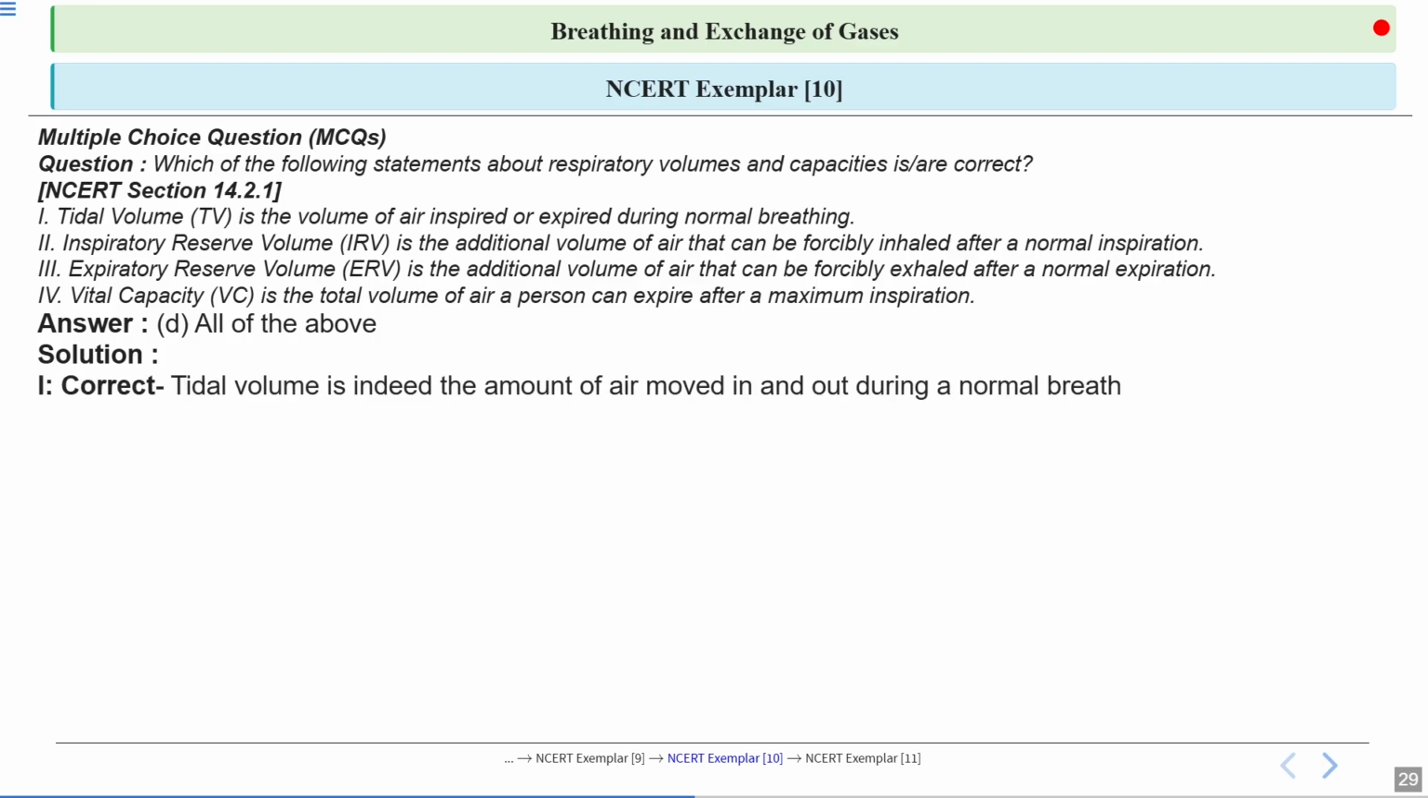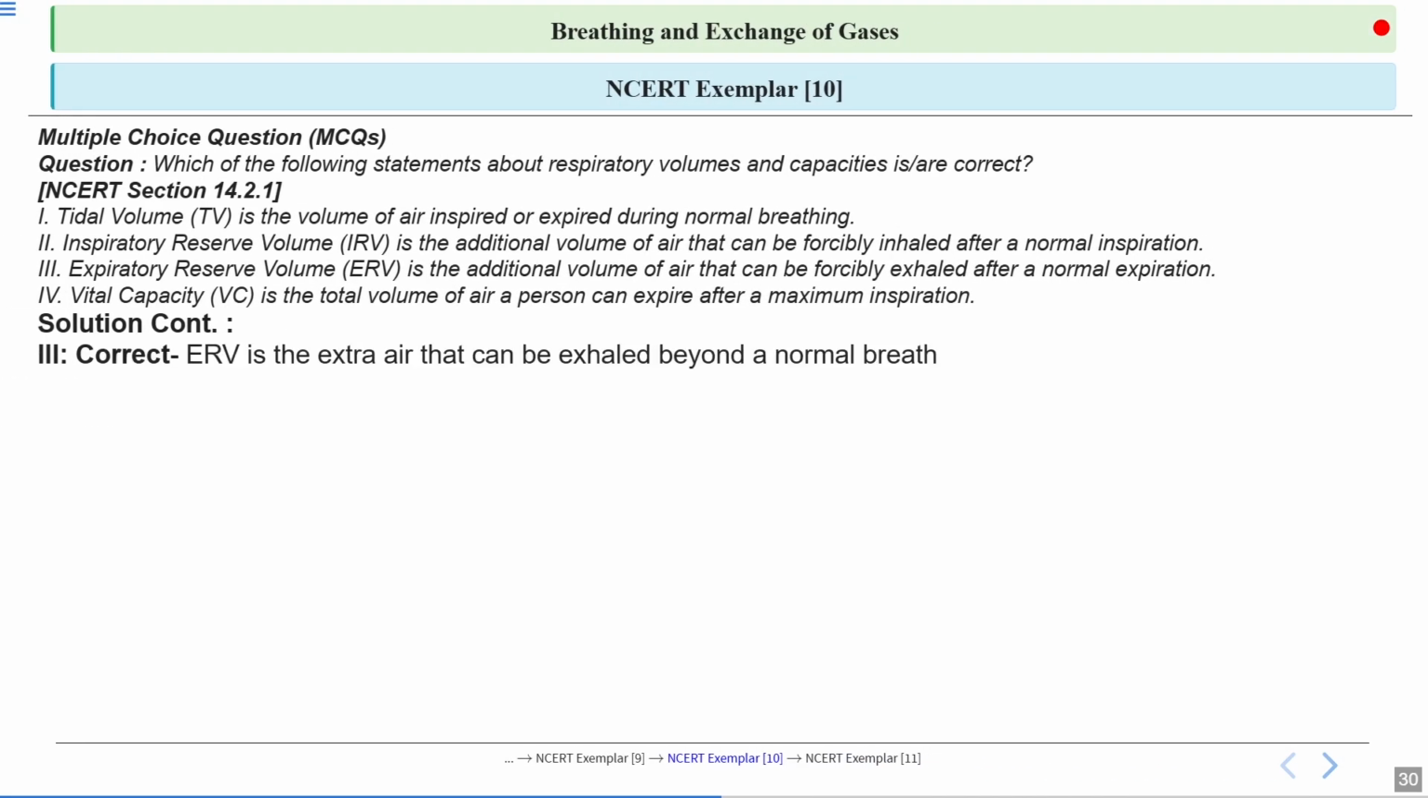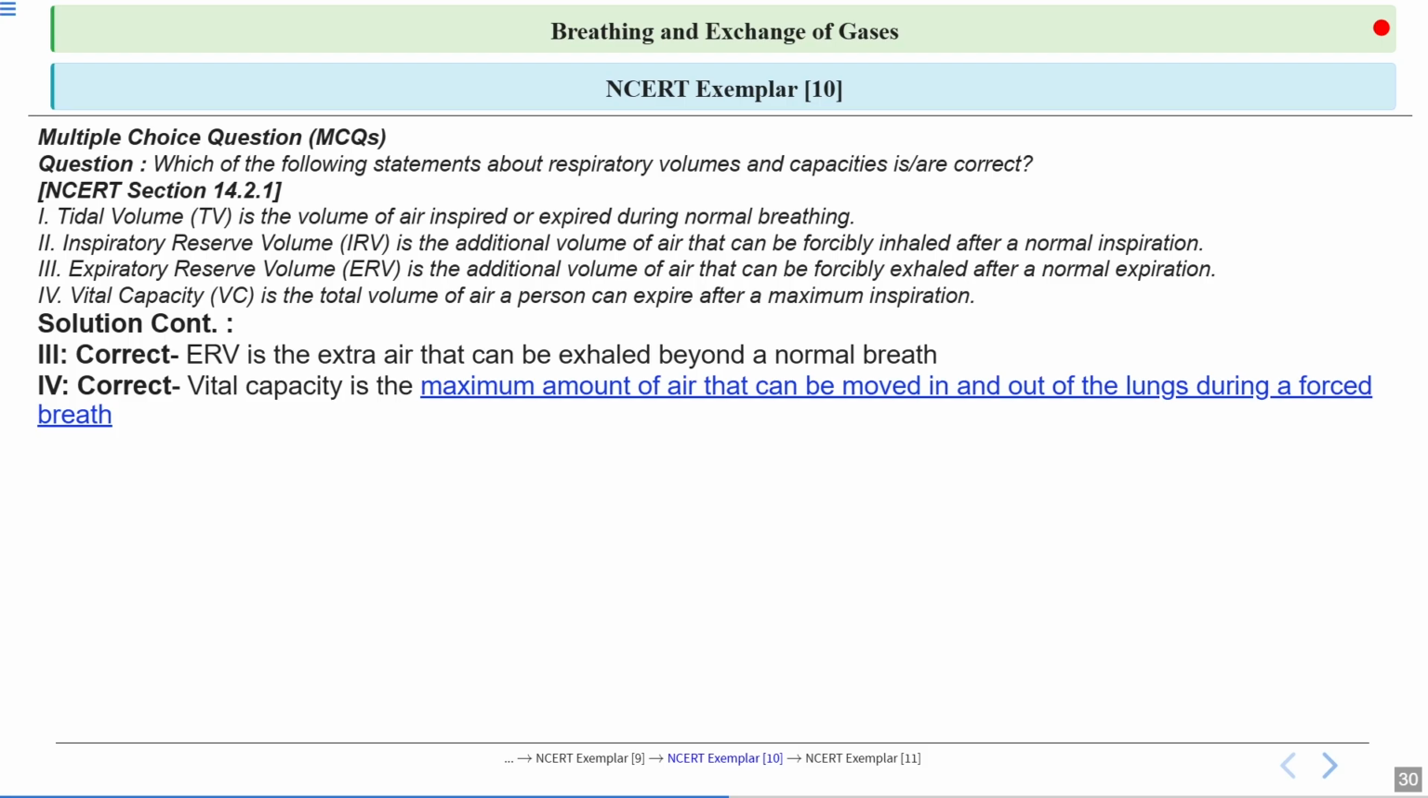Correct. The tidal volume is indeed the amount of air moved in and out during a normal breath. Second, inspiratory reserve volume is the extra air that can be inhaled beyond a normal breath, right? And this expiratory reserve volume is the extra air that can be exhaled beyond a normal breath. And fourth one is also correct. Vital capacity, that is the maximum amount of air that can be moved in and out of the lungs during the forced breathing.